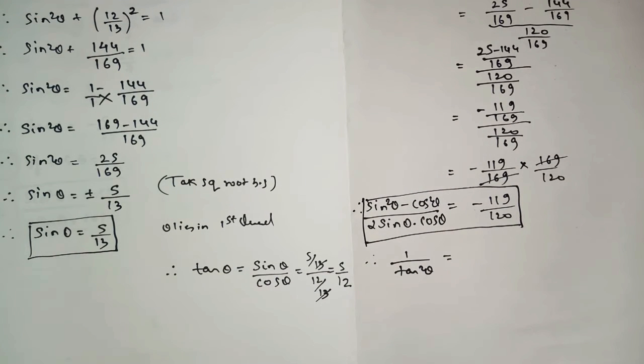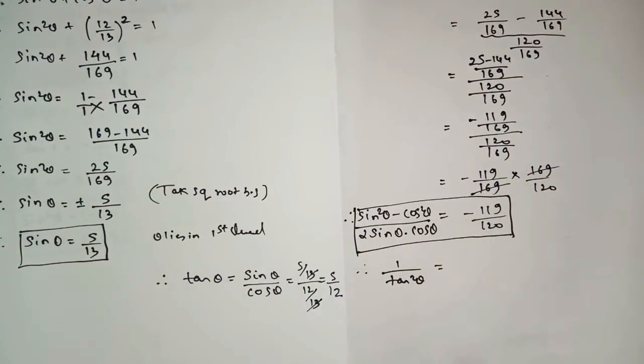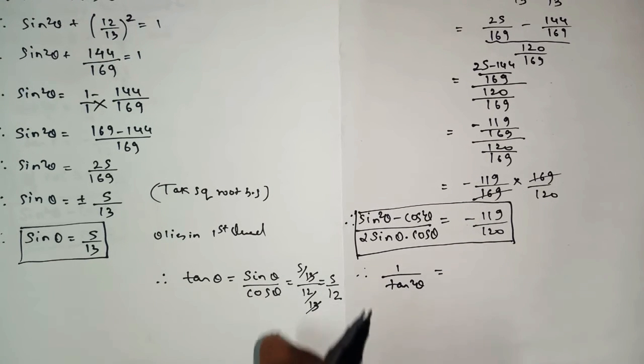5 by 12 is the answer. As here we have sine as well as cos, that's why I applied this formula: tan theta equals sine theta upon cos theta. So with the help of sine and cos, we can easily find tan. Yes or no? So we got tan, that is 5 by 12.